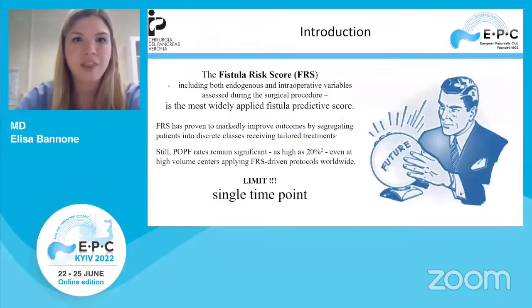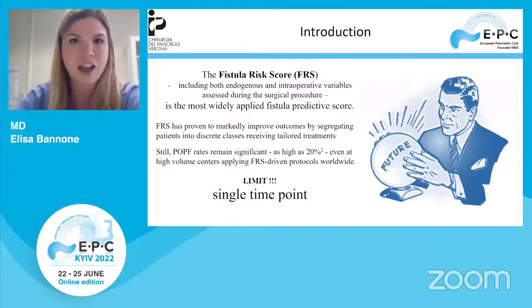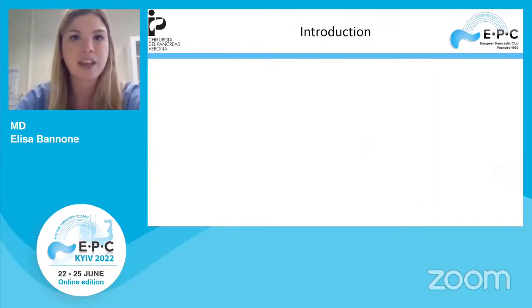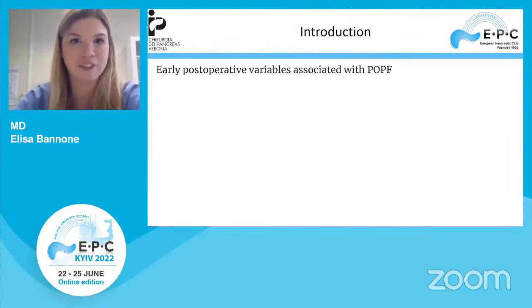The fistula risk score, or FRS, is the most important tool for predicting a postoperative pancreatic fistula. Once implemented in clinical practice, the FRS has proven to markedly improve postoperative outcomes by segregating patients into discrete classes of risk. However, pancreatic fistula rates remain significant, as high as 20% even at high volume centers. The limit of the FRS may be embarking upon a prediction assessment at a single time point, where pancreatic leaks manifest temporarily over the course of the postoperative period, and the risk of a fistula may change over time.